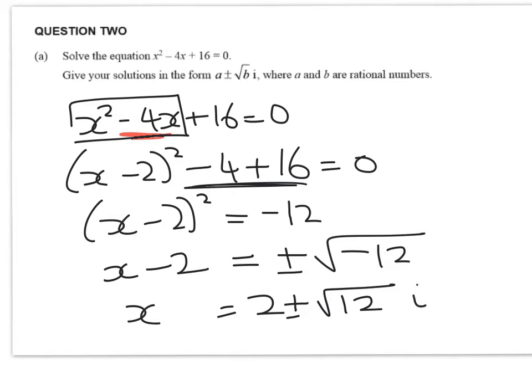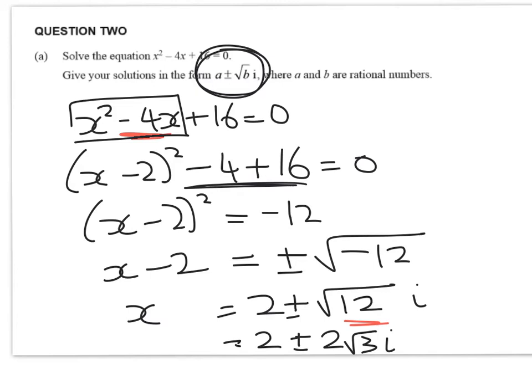Now you could leave your answer like that. Strictly speaking, that's what they're looking for, right? But that looks unfinished to me because I've got a perfect square hiding in here. So we can write that as 2 plus or minus 2 root 3 i. Okay, so that's part A done. Let's go on to part 2b.